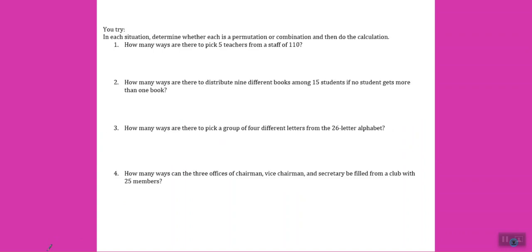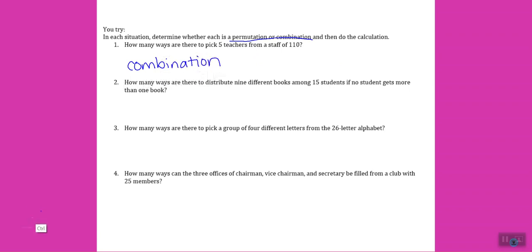All right, here's some for you to try. I want you to pause your video and determine for each of these situations, is it a permutation or a combination? Pause your video and take a minute to do this. All right, let's see how you did. How many ways are there to pick 5 teachers from a staff of 110? There's no ranking to these teachers, so this would just be a combination. We're just making a group.